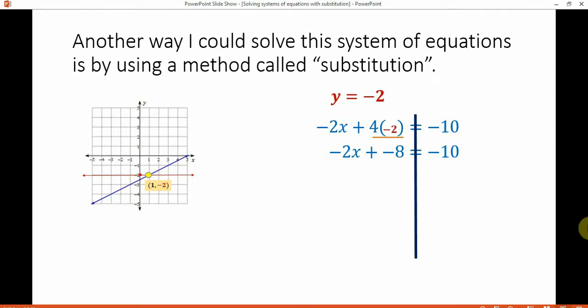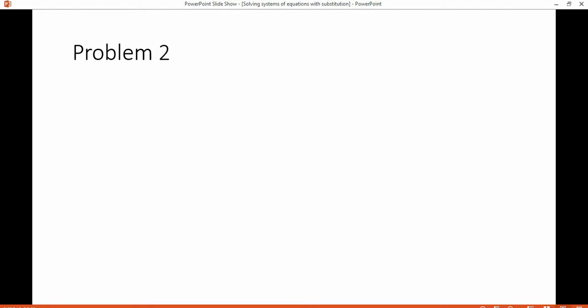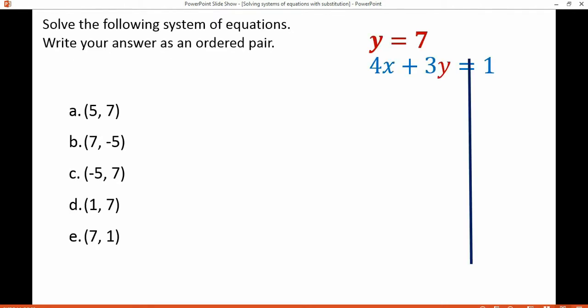And after that, we're just going to get x by itself. So I'm going to add positive 8 to both sides to get rid of the negative 8. And x equals positive 1 will be my result. This positive 1 was the x-coordinate of my solution. This negative 2 was the y-coordinate of my solution. Problem 2. Now you try it.